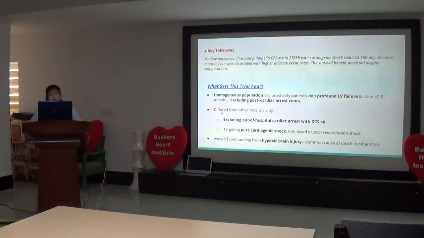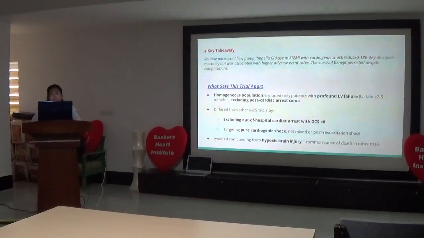So it was a homogeneous population, including only patients with profound LV failure and excluding post-cardiac arrest coma, that is, excluding out-of-hospital cardiac arrest with GCS less than 8, treating pure cardiogenic shock not mixed with post-resuscitation shock. Since GCS is less than 8, we are excluding those patients, we are avoiding the confounding by hypoxic brain injury and other drugs.